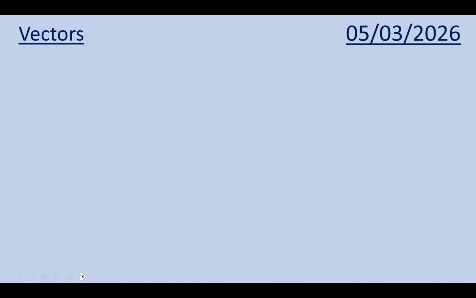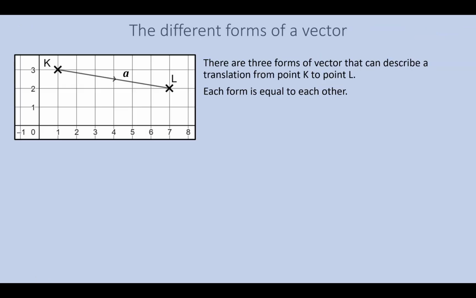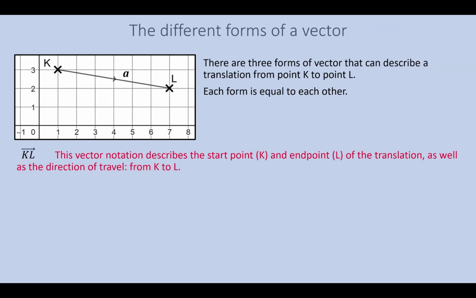Last lesson, we have learned about vectors. I'm going to do a quick recap so that you have all the knowledge in one piece. We have 3 ways of expressing a vector. The first way is 2 letters. That actually tells us 2 things. One is the starting point. The other one is the ending point.